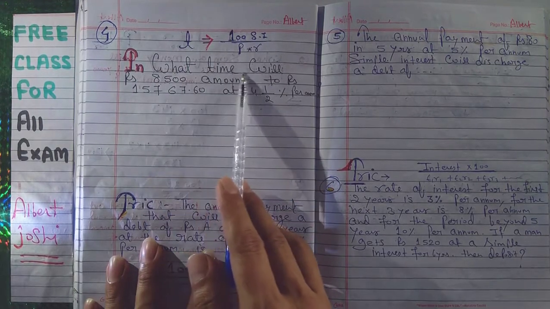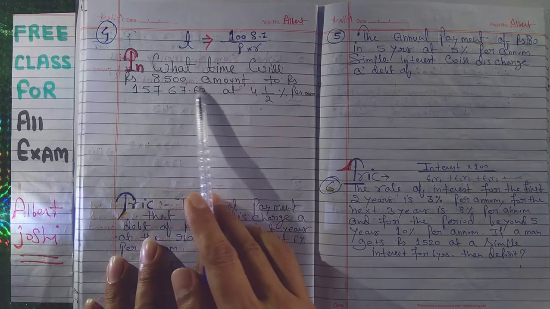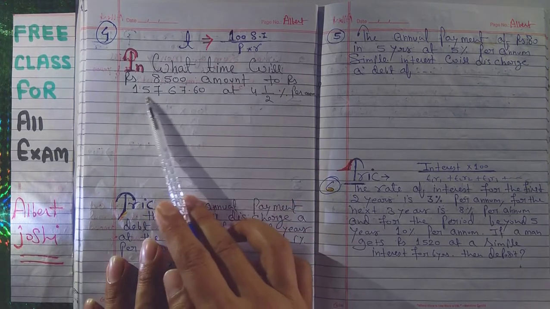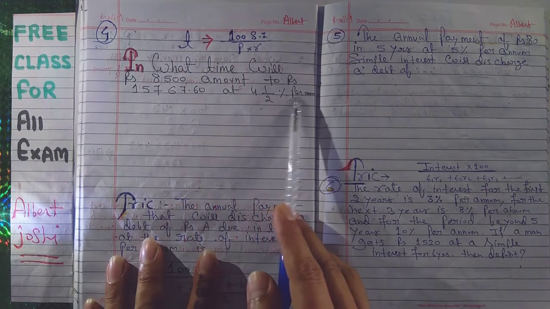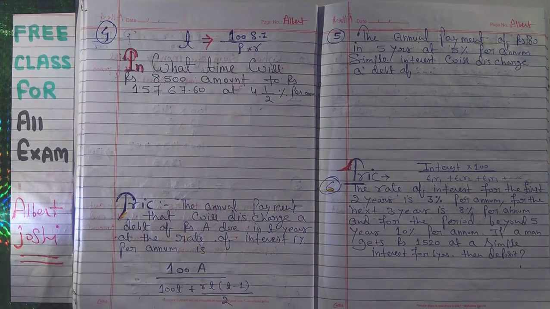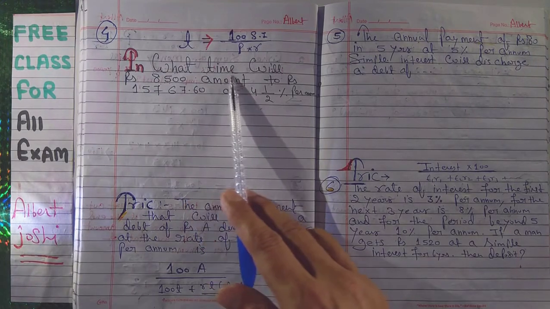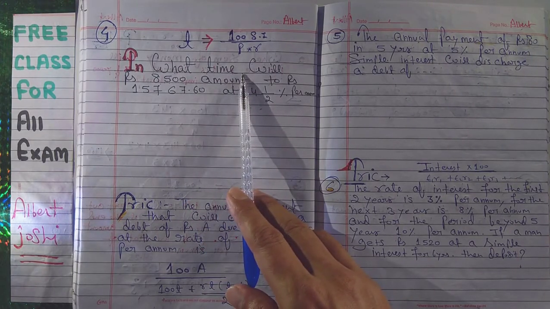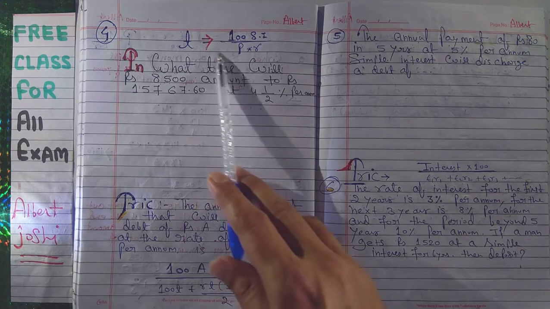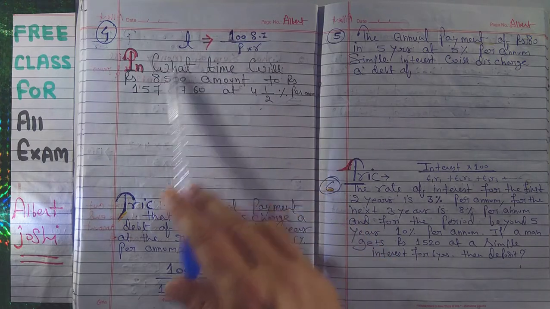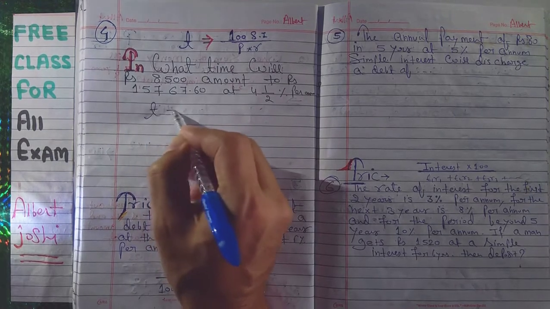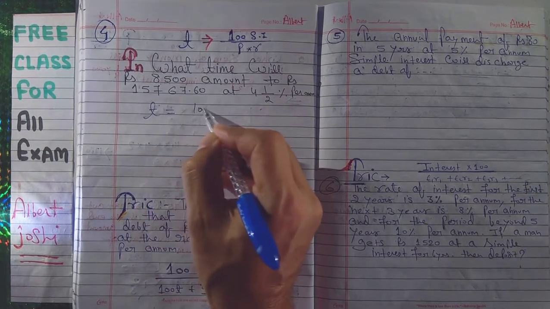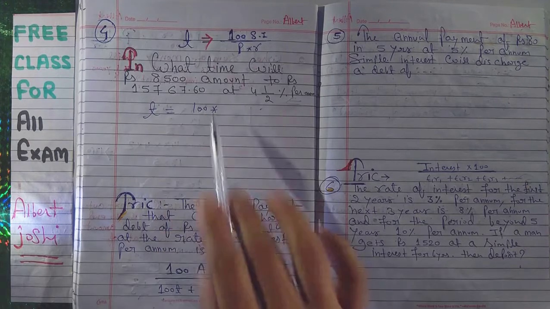In what time will rupees 8500 amount to rupees 15767.60 at 4 1/2% per annum? So here he is asking the time. Whenever he is asking the time, you have to write your formula this way: T is equal to 100 into simple interest.